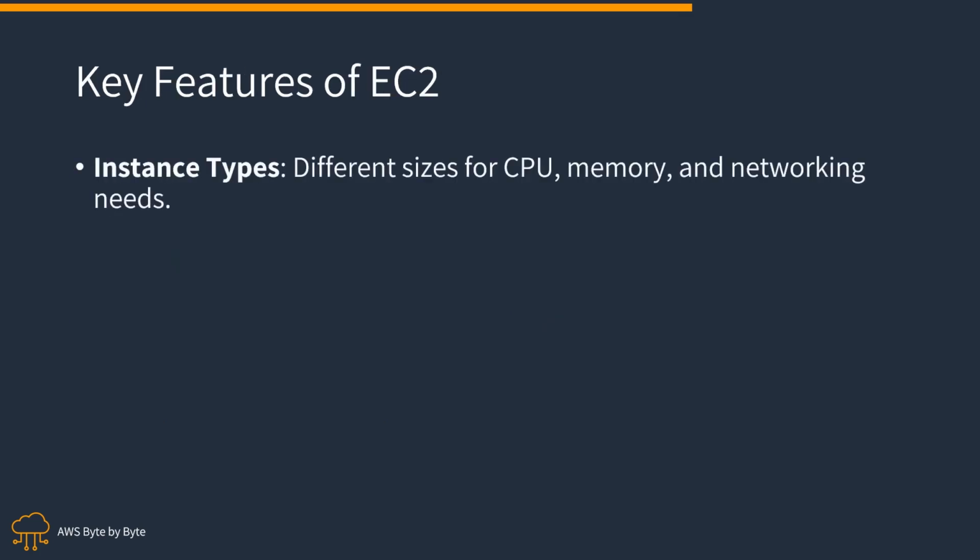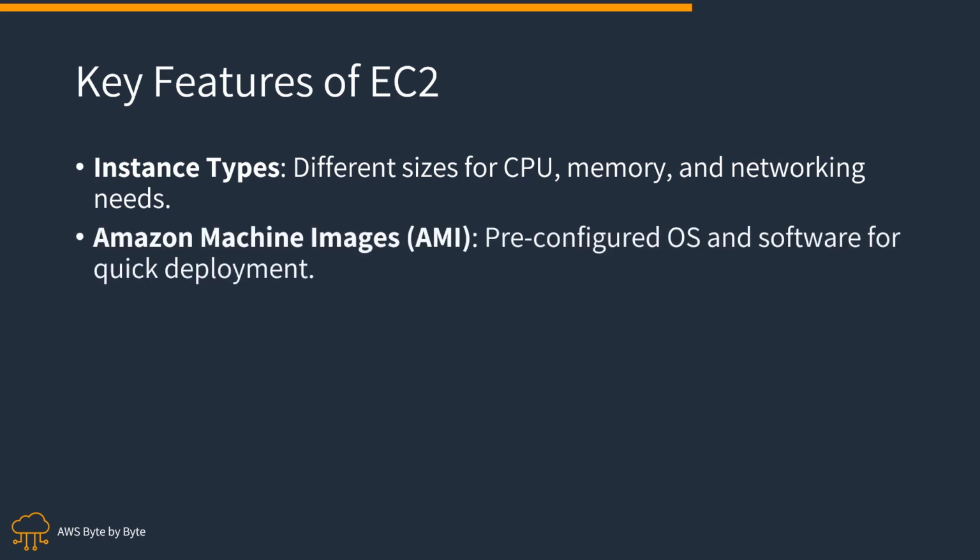EC2 instance types are different configurations of virtual machines, each with different resources like processing power, memory, and networking. You choose the one that fits your needs. For example, if you need a lot of computing power for a complex task, you can pick an instance with more CPU and memory. AWS has different families of instances for various tasks, like compute-focused, memory-focused, and storage-focused instances.